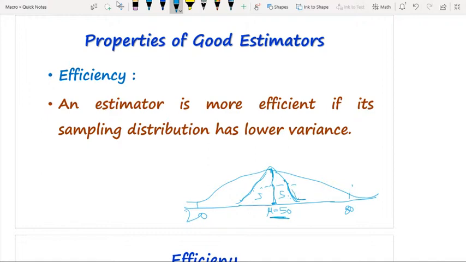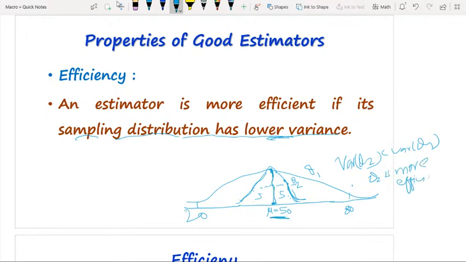So efficiency is related to the variance of the sampling distribution. If the variance of the sampling distribution is lower, the estimator is more efficient. If we compare more than one estimator, the estimator with lower variance is said to be more efficient. So in this case, suppose this is the theta 1 estimator, this is the distribution of the theta 2 estimator, and the variance of theta 2 is less than the variance of theta 1, and we say that theta 2 is the more efficient estimator.